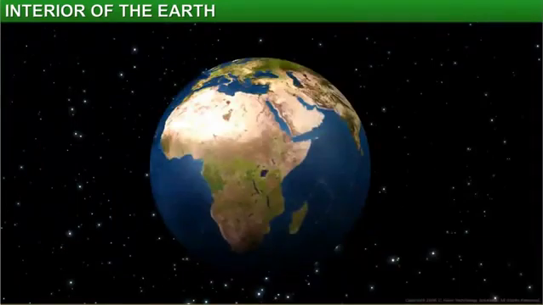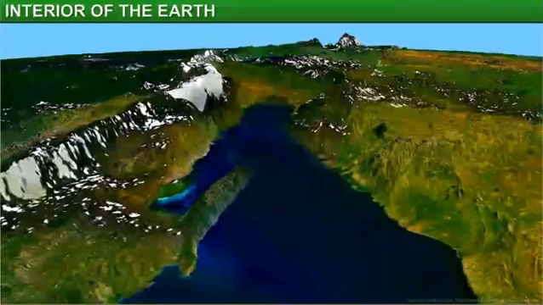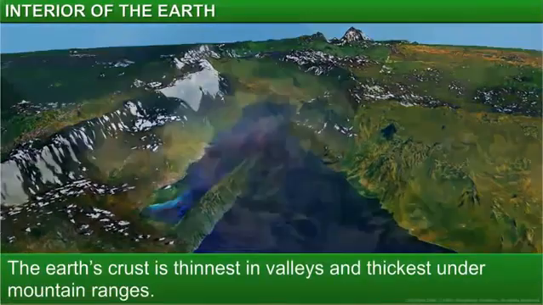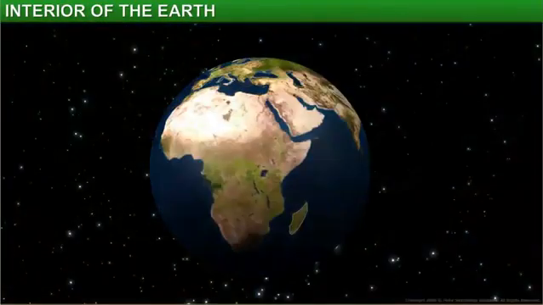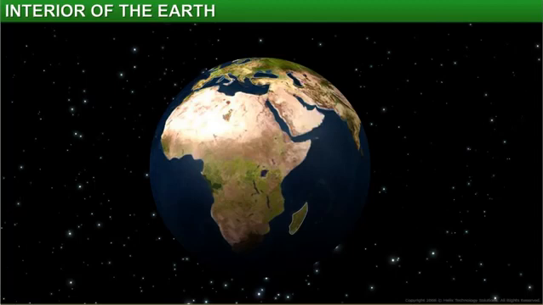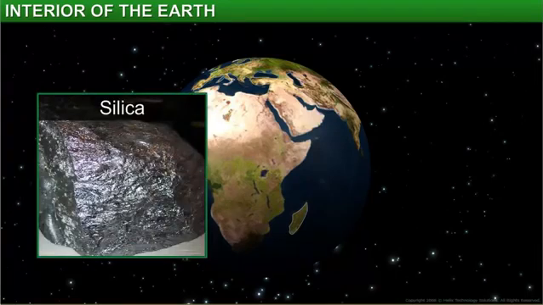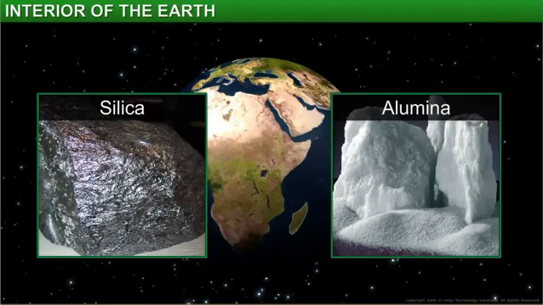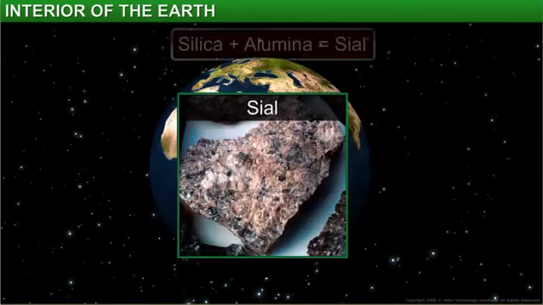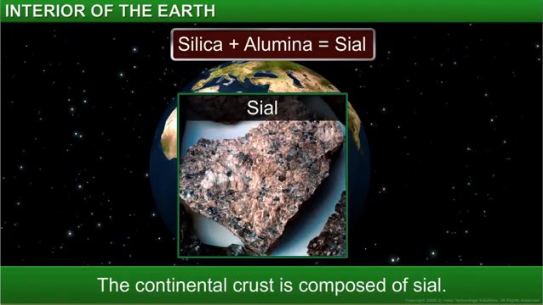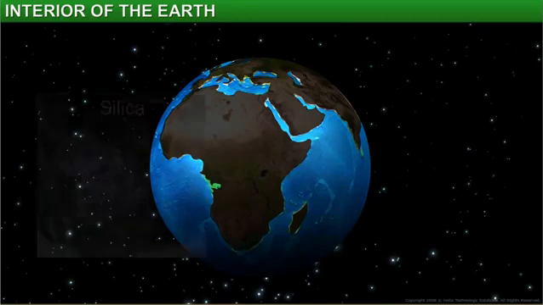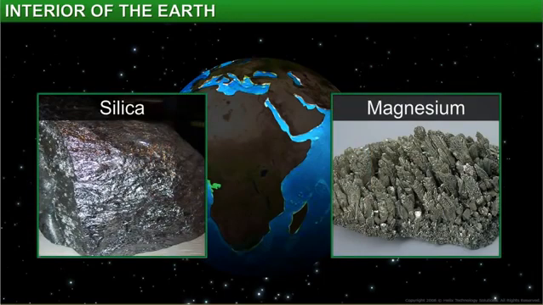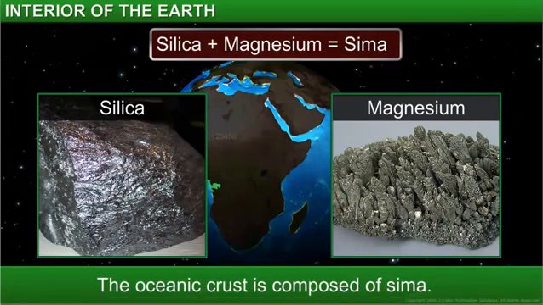The Earth's crust is at its thinnest in places such as the Rift Valley in East Africa and thickest under mountain ranges. The continental crust is composed of two minerals, silica and alumina. The combination of these two elements gives it the name Sial. The oceanic crust, on the other hand, is mostly made up of silica and magnesium and is called Sima.